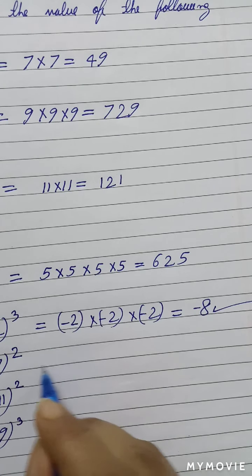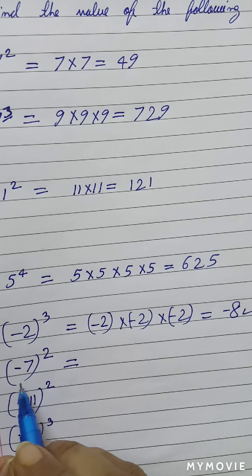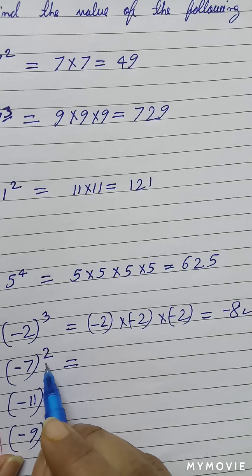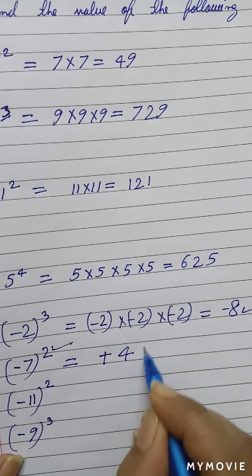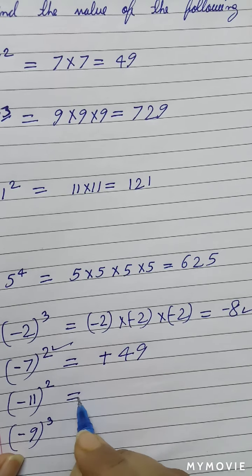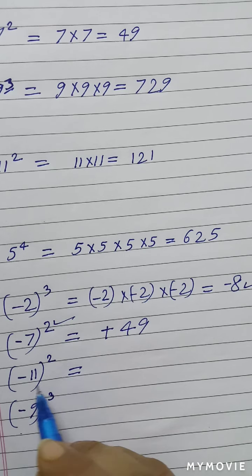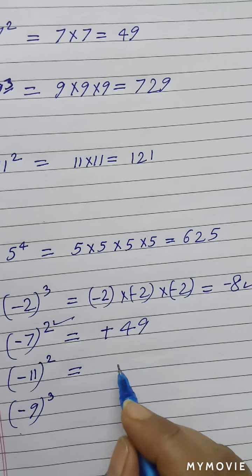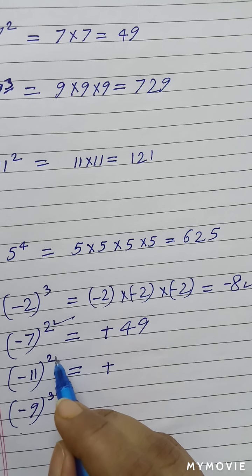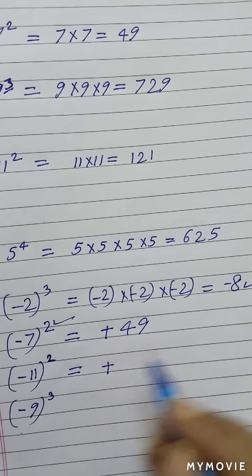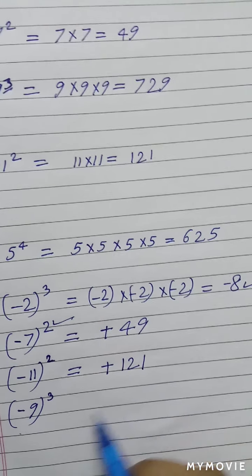We have minus 7 raised to the power 2. So minus 7 is a negative integer, but the exponent is positive. So the result is going to be positive, and it is 49. We have minus 11 raised to the power 2. The result is again going to be positive because the exponent is an even number. So it is 121.